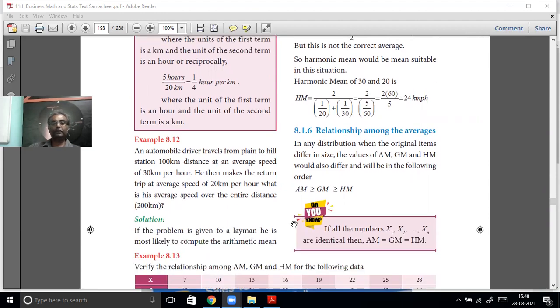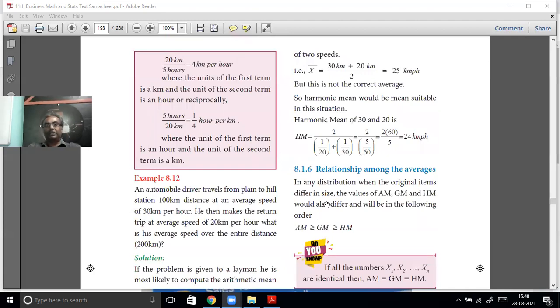Now that you are a statistician, you should not use the arithmetic mean to calculate the average. You should immediately understand that here there are kilometers per hour, so the harmonic mean is the more appropriate one. If you use the harmonic mean, n is 2, meaning there are 2 ways he's going. The first journey is made at 1 by 30, the second journey at 1 by 20.